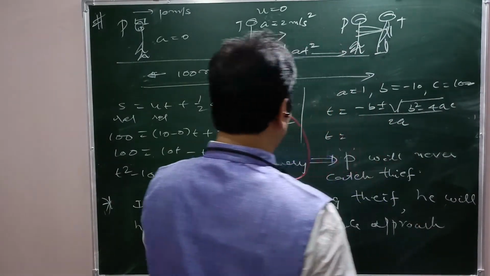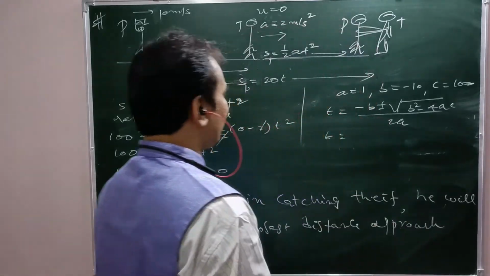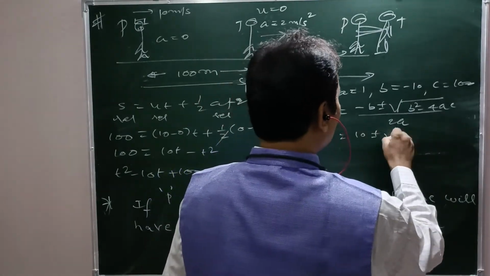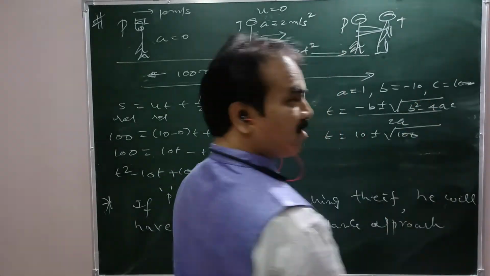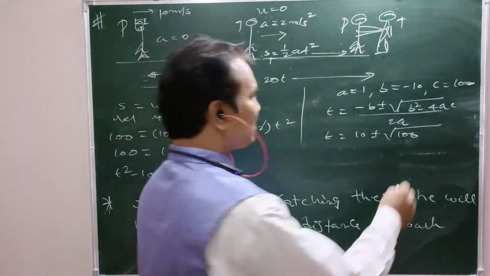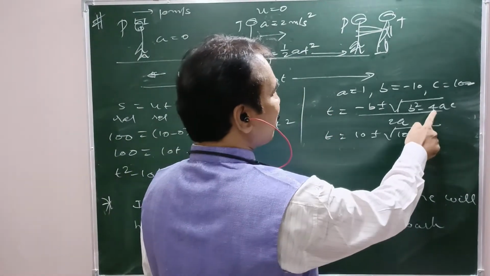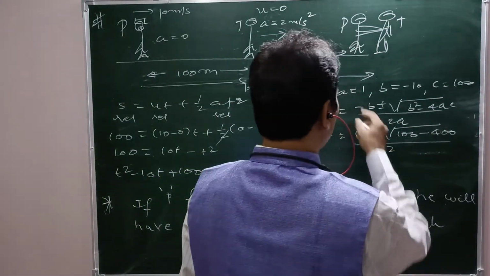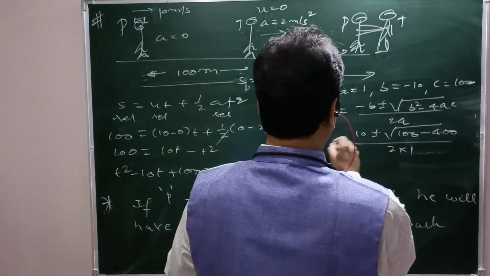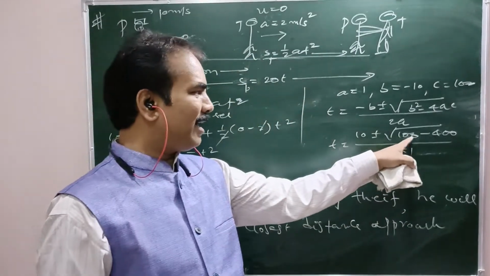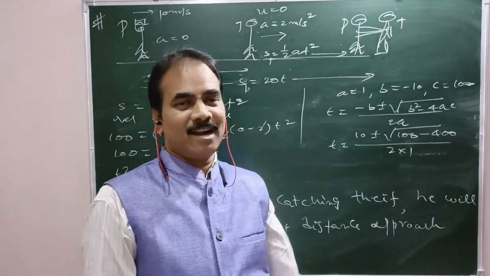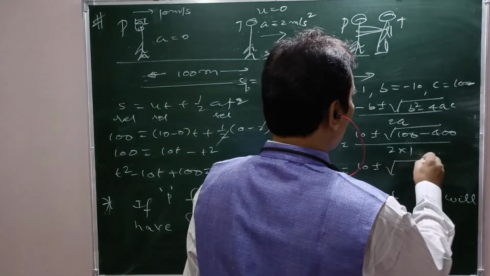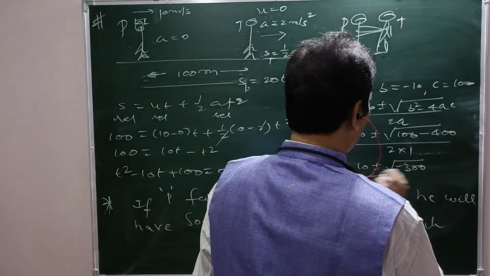That is t equal to minus b, which is minus of minus 10, that is 10, plus or minus root over b square, that is minus 10 whole square, that is 100, minus 4ac, 4 into 1 into 100, that is 400, by 2 into a, 2 into 1. So this is what? Time. See here, root over 100 minus 400, that is root over minus 300. t equal to 10 plus or minus root over minus 300 by 2.